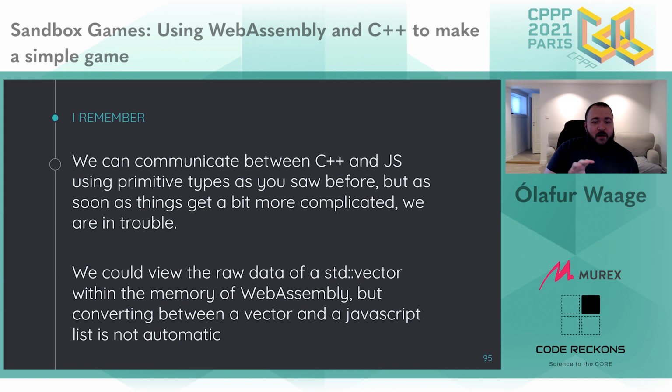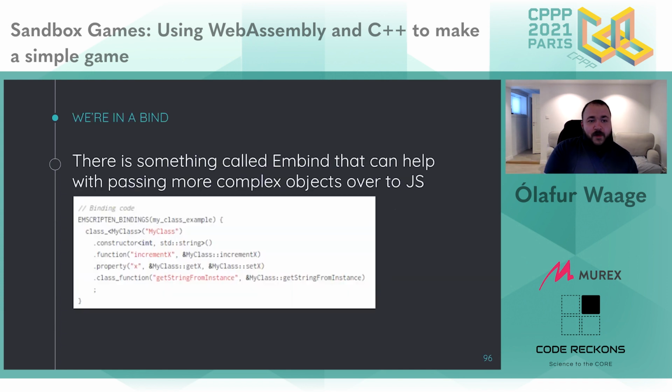We can look at the raw data. So let's say that we have a std vector. There is a way for us to see the raw data of a vector, but a vector in C++ and a list or something in JavaScript, they don't map to each other. They're not the same thing. If you want to then go into the raw data of the vector and use it directly there, sure, you can do that. But yeah, there is a thing called Embind, which can help us pass more complex objects over.